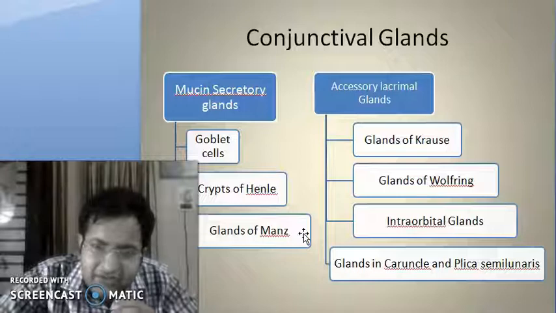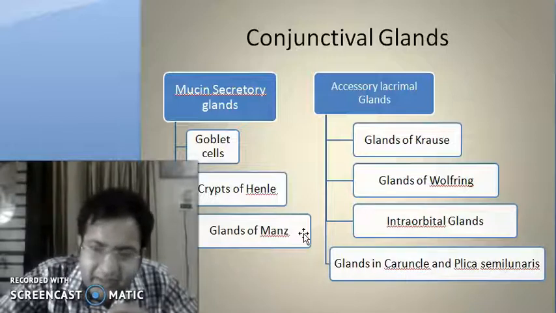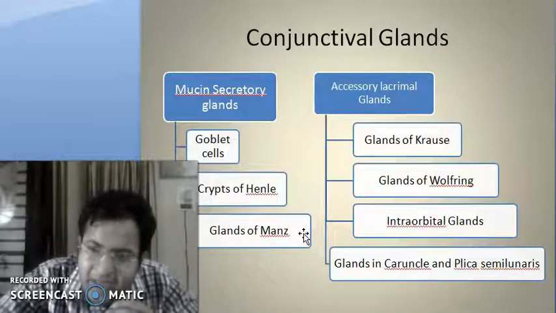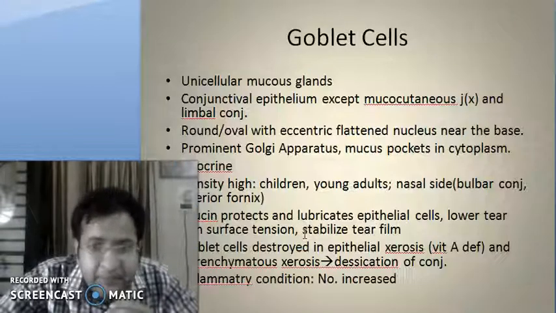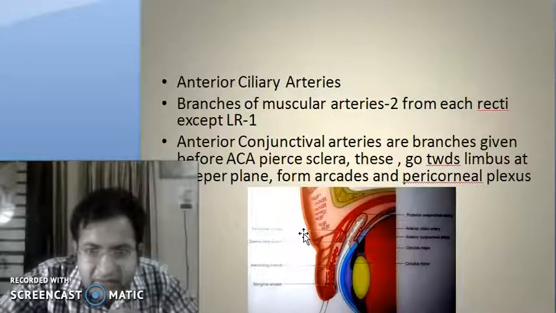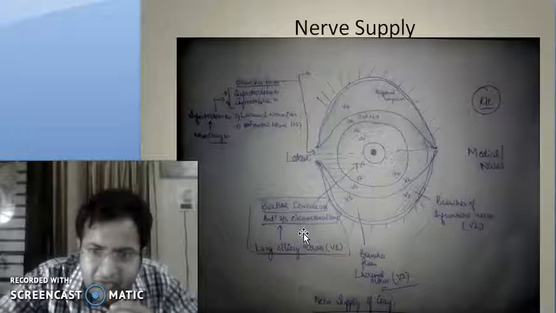And the conjunctival glands, we had seen various conjunctival glands, the goblet cells, glands of Manz, the lacrimal glands responsible for the aqueous portion of the tear film, the glands of Krause, Wolfring, and the gland of the caruncle and plica semilunaris. Plica semilunaris has a tear collection known as the tear lake. Okay, so with this we complete this conjunctival anatomy and physiology chapter.